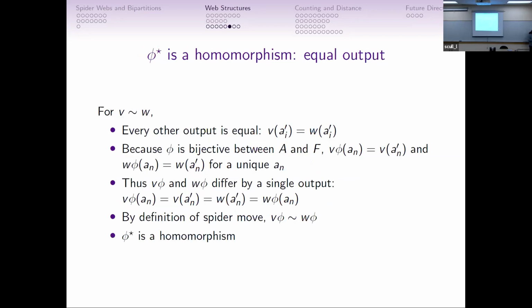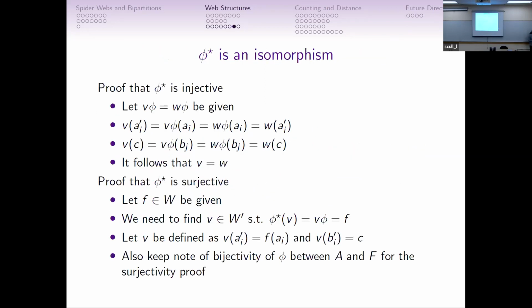So by a similar proving method, using bijectivity of phi between A and F again, we see that every other output of V phi and W phi will be indeed equal. So V phi and W phi differ by a single output only, which means that they are connected by a spider move, they are connected in the web. So phi star preserves vertex connectedness, it preserves edges, which means it is a graph homomorphism. Phi star is also an isomorphism. We can show this by seeing it's injective and surjective, the proof outline is being shown right here. And we now have an isomorphism, phi star, between W prime and W.